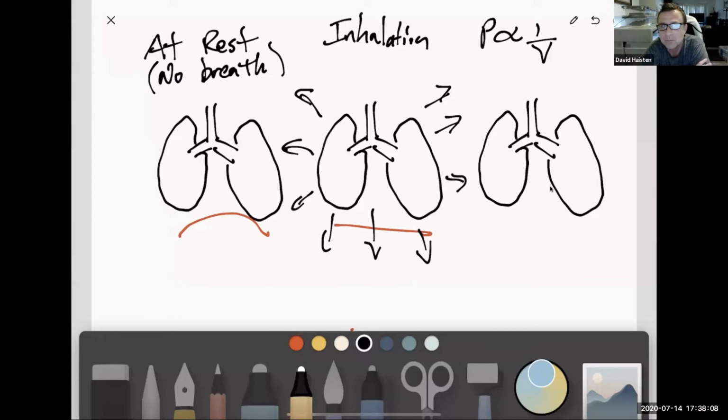What's true about pressure inside of your lungs as compared to atmospheric pressure? It should be lower. Yes, it's lower. So when that happens, air just rushes in like a vacuum.